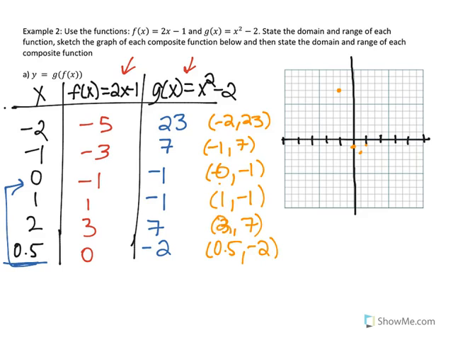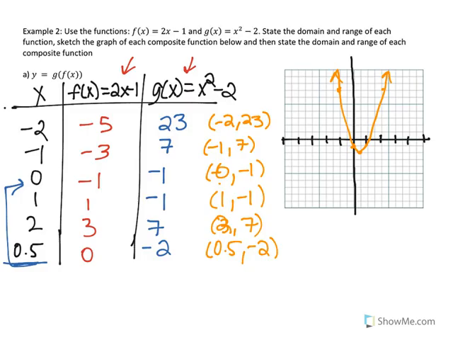Or 2, this should be 2, that makes no sense. 2 and 7, there we go. So our graph would look like this. So again, we probably could have figured this out on our own.